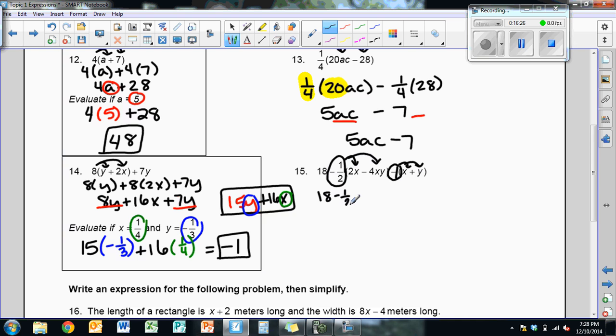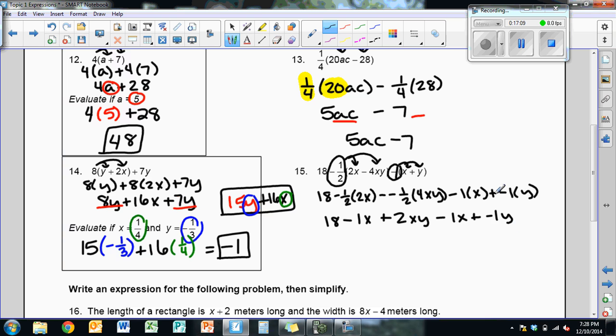And then I distribute my -1/2 to everything in the parentheses. And then I distribute my -1 to everything in its parentheses. Now I have two minuses here because you have a negative and a negative. If you're really great with your signs, you know this turns into a positive automatically. So we have 18 plus 1x, that's not true, minus 1x, plus 2xy, minus 1x, plus -1y.